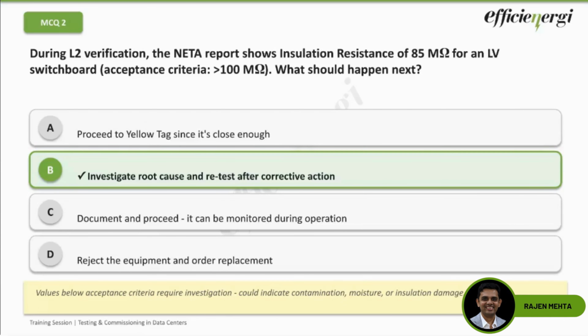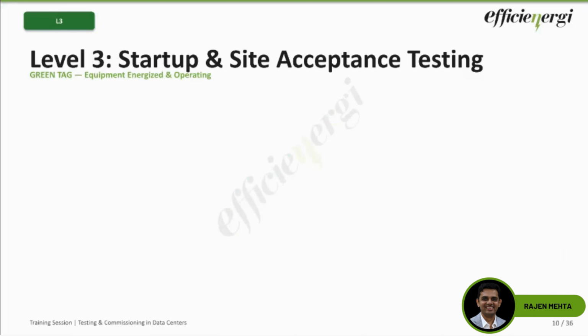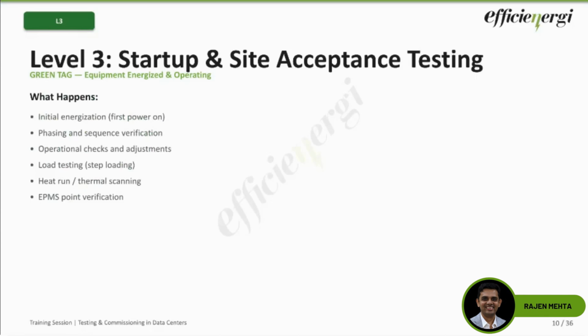So let's go to now level 3. Right, this is the energization moment. L3 is when the equipment comes to life for the first time. This is exciting, but at the same time risky, because if proper L1 and L2 are done, you will avoid surprises over here. Now, what happens over here?